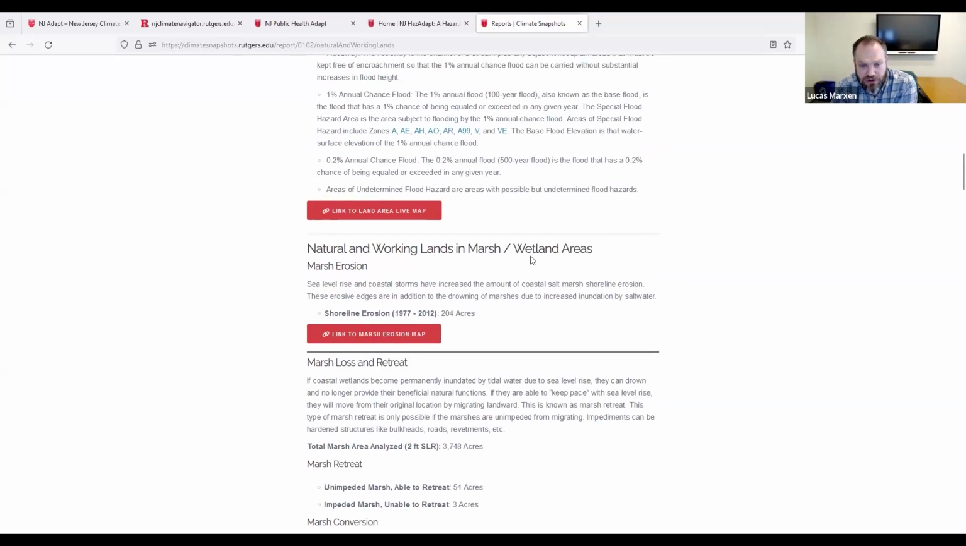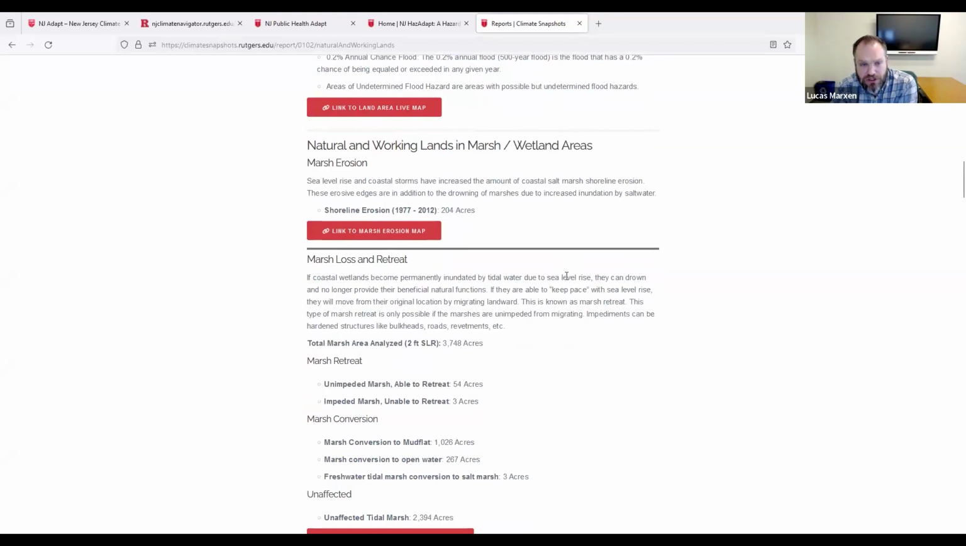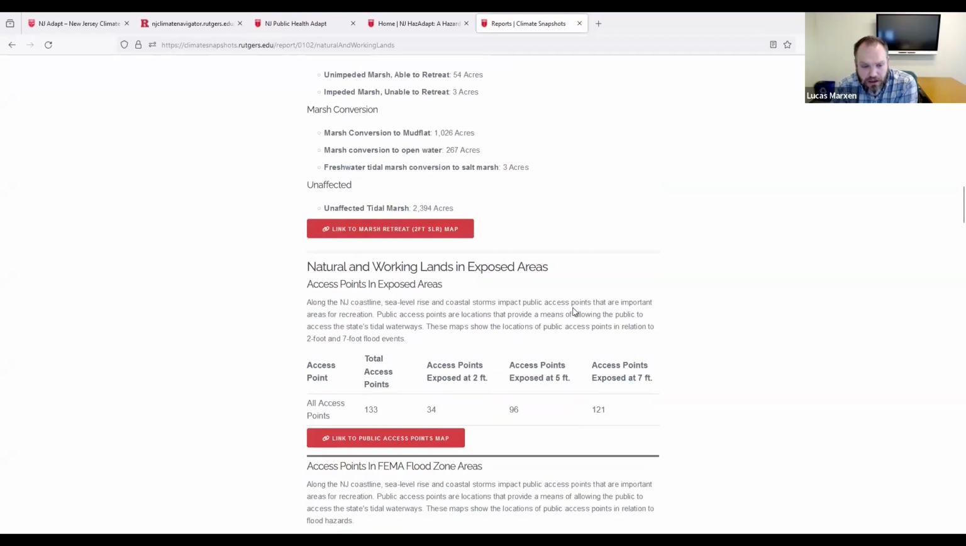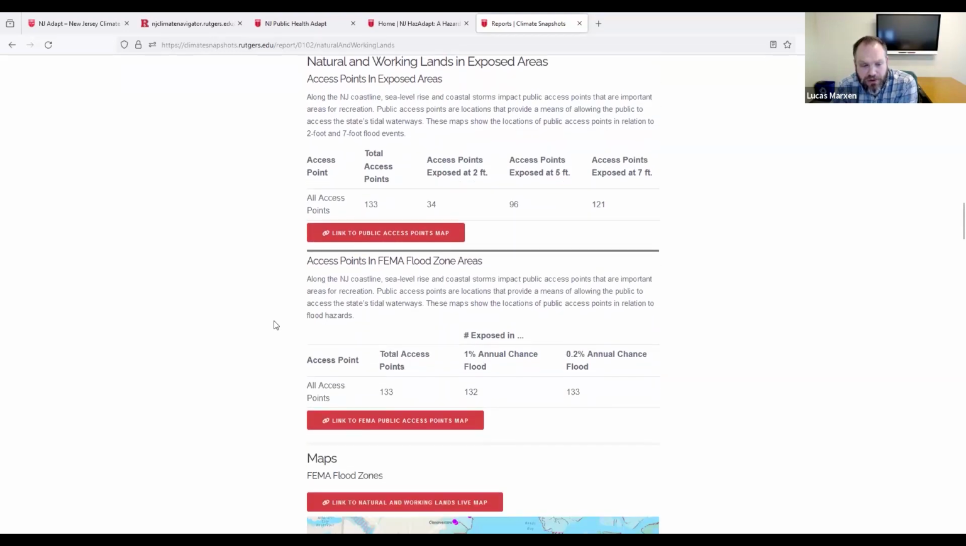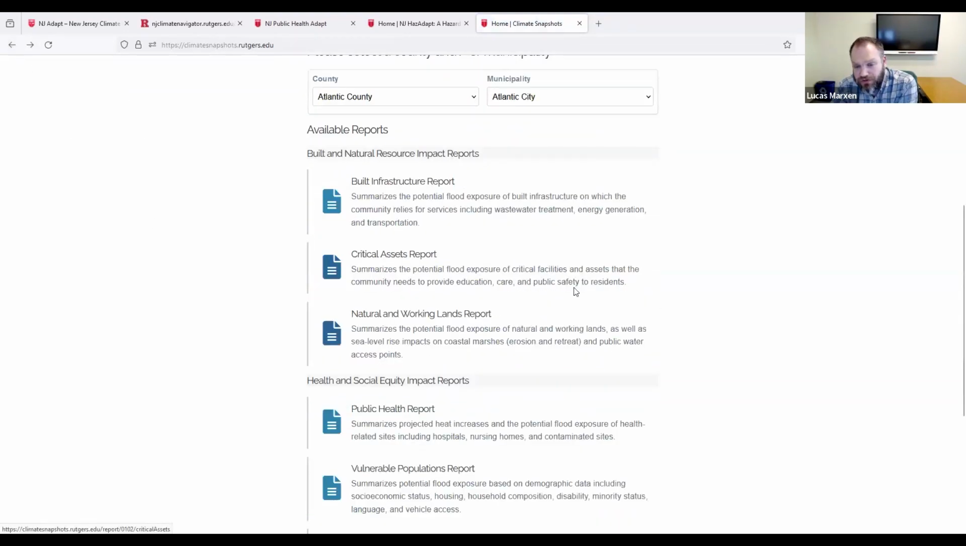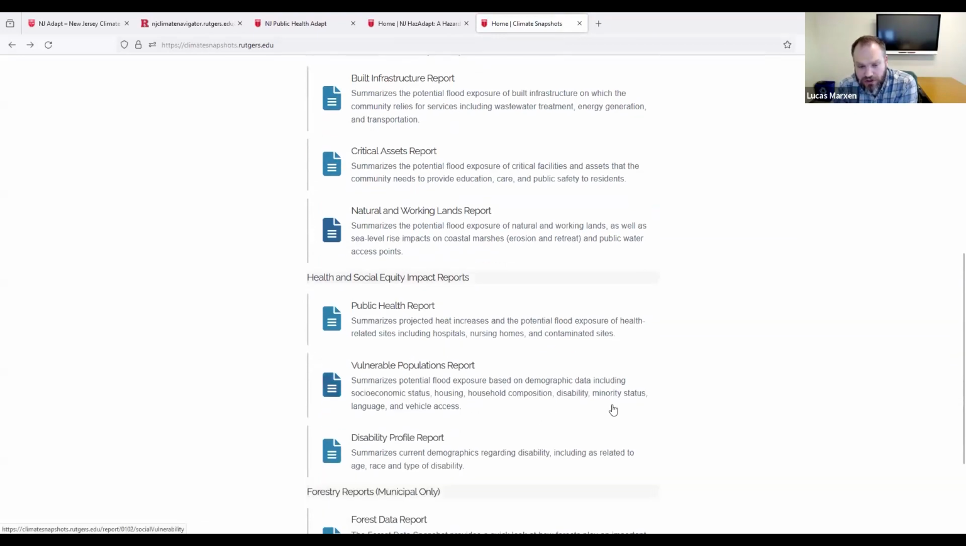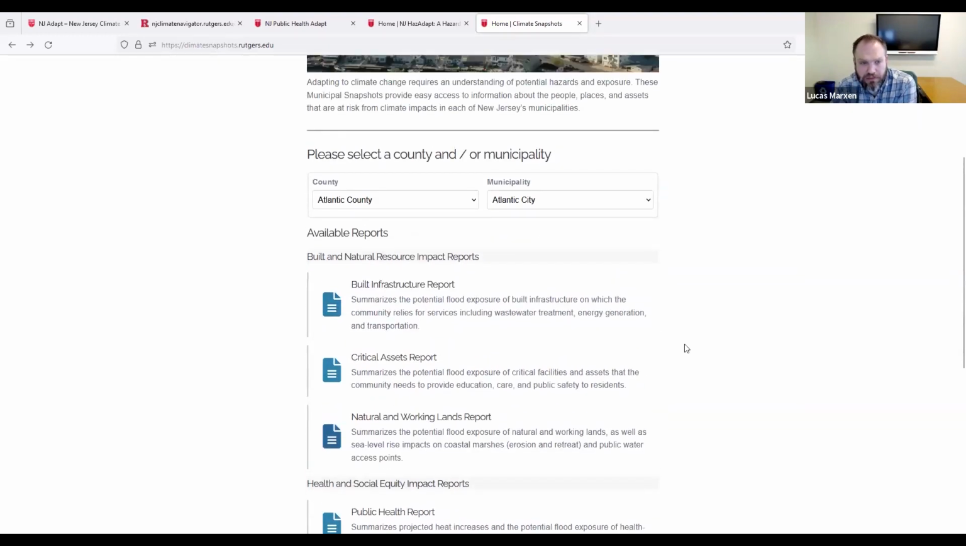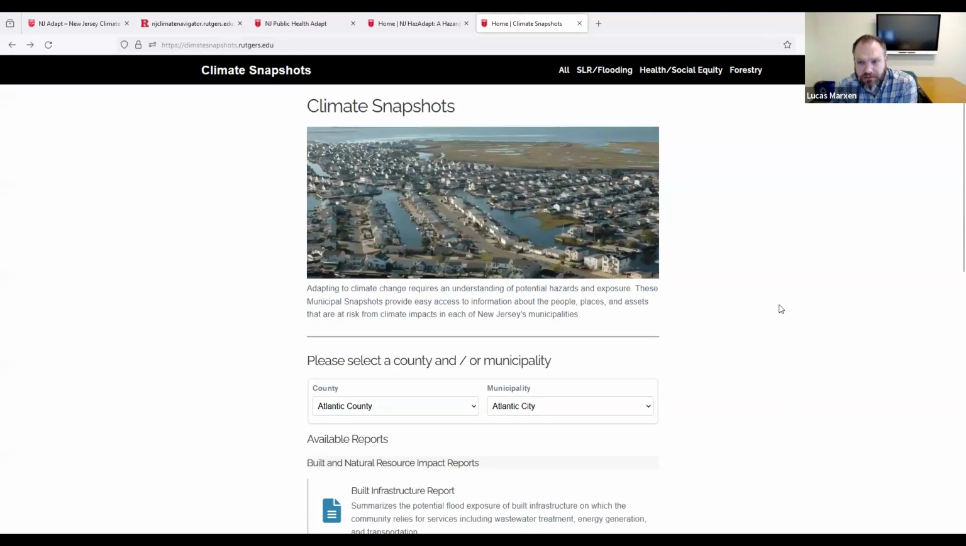We also have some data in this report just for those who are interested in looking at shoreline erosion, as well as marsh loss and retreat, and also public access points. The 5 feet of sea level rise is incorporated everywhere throughout these reports, including the vulnerable population report I showed earlier, and those can be accessed as well. We did that to be consistent with DEP planning policy. And that's all I have to cover.